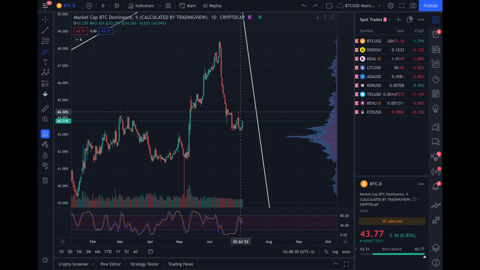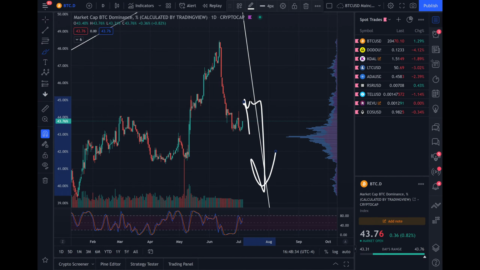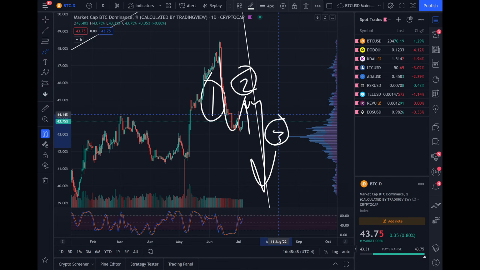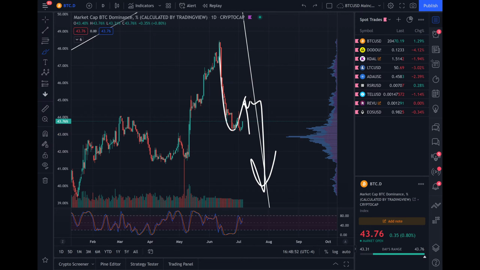We're going to see dominance come up a little bit, stall out, and then dump severely. Not a little bit, completely dump. Because this would represent wave 1, wave 2. We would go into wave 3 for dominance. So this is kind of my thesis, my projection. This is what I'm anticipating.